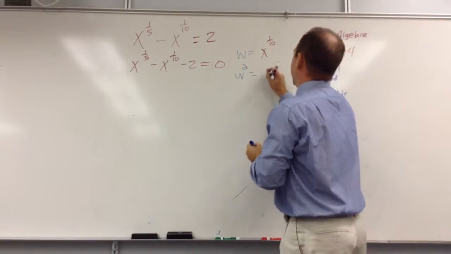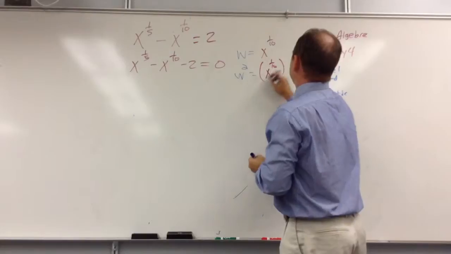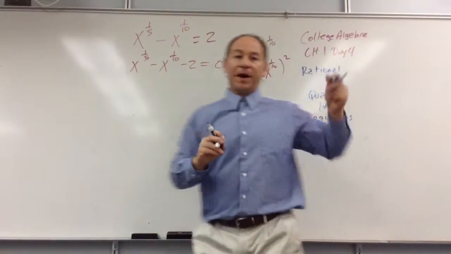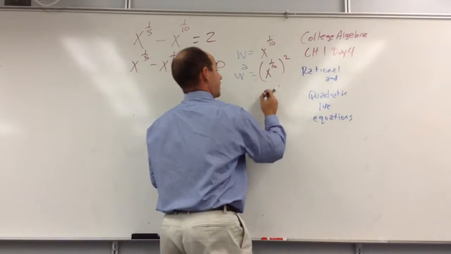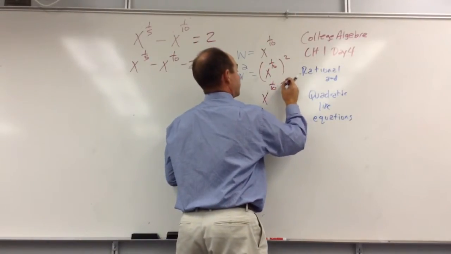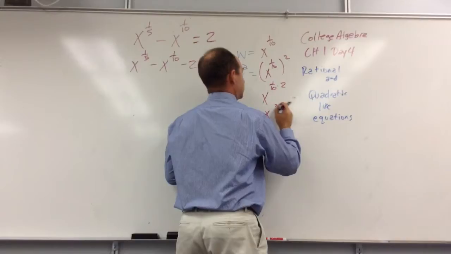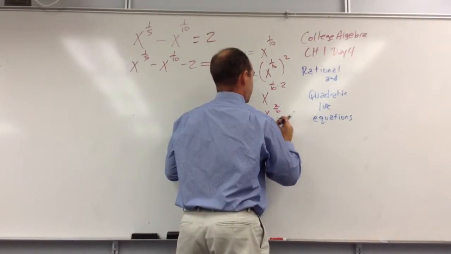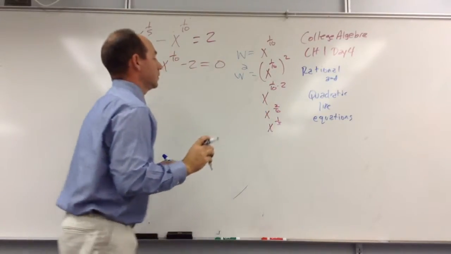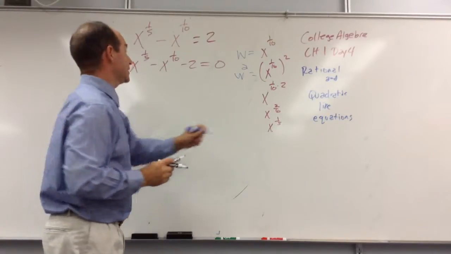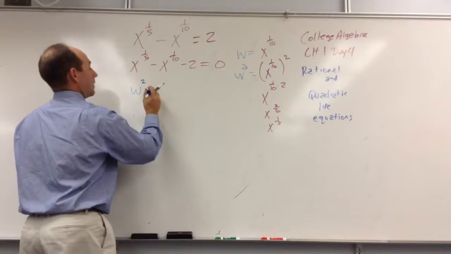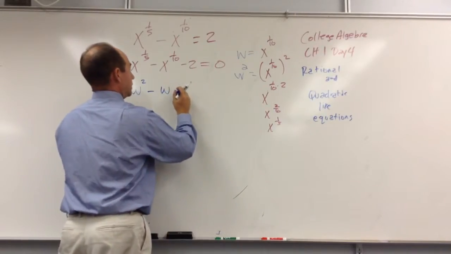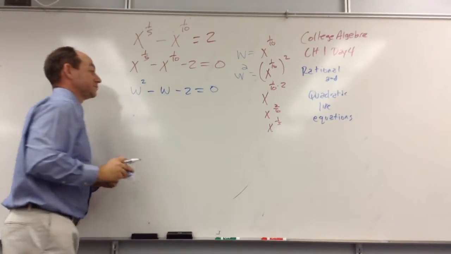Well, that means I'm going to take x to the 1/10, and I'm going to square that. Well, a power to a power, x to the 1/10 squared. How do I multiply those fractions? That's x to the 2/10. That's x to the 1/5. Woohoo! This tells me then that I can use this as W squared minus W minus 2 equals 0.